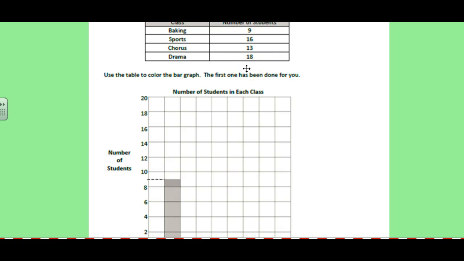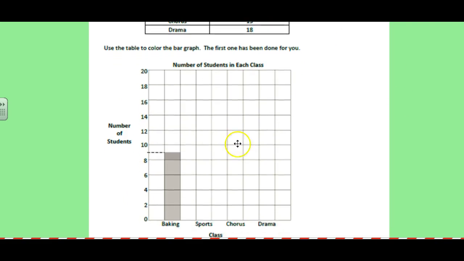If I counted by 5s on this scale, some of these numbers may be hard to read. You always want to go with the lowest number on your scale if you can, depending on the numbers that you're going to graph. So the first one for baking has already been done for us, and you see that they drew this little dotted line to show that this is actually 9.